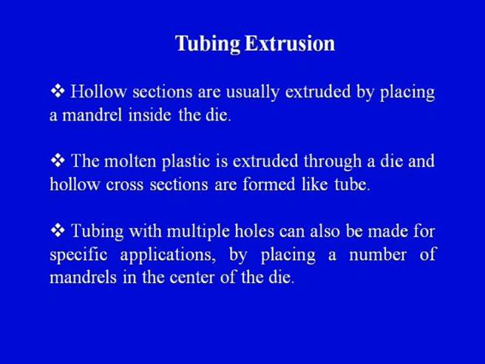Tubing with multiple holes can also be made for specific applications. Now if we want to make a number of holes of different diameters, different mandrels can be used for specific applications. So here, by placing a number of mandrels in the center of the die, we can make a specific design also, in which a number of hollow sections can be there. So tubes can also be made from plastics by the process of extrusion.